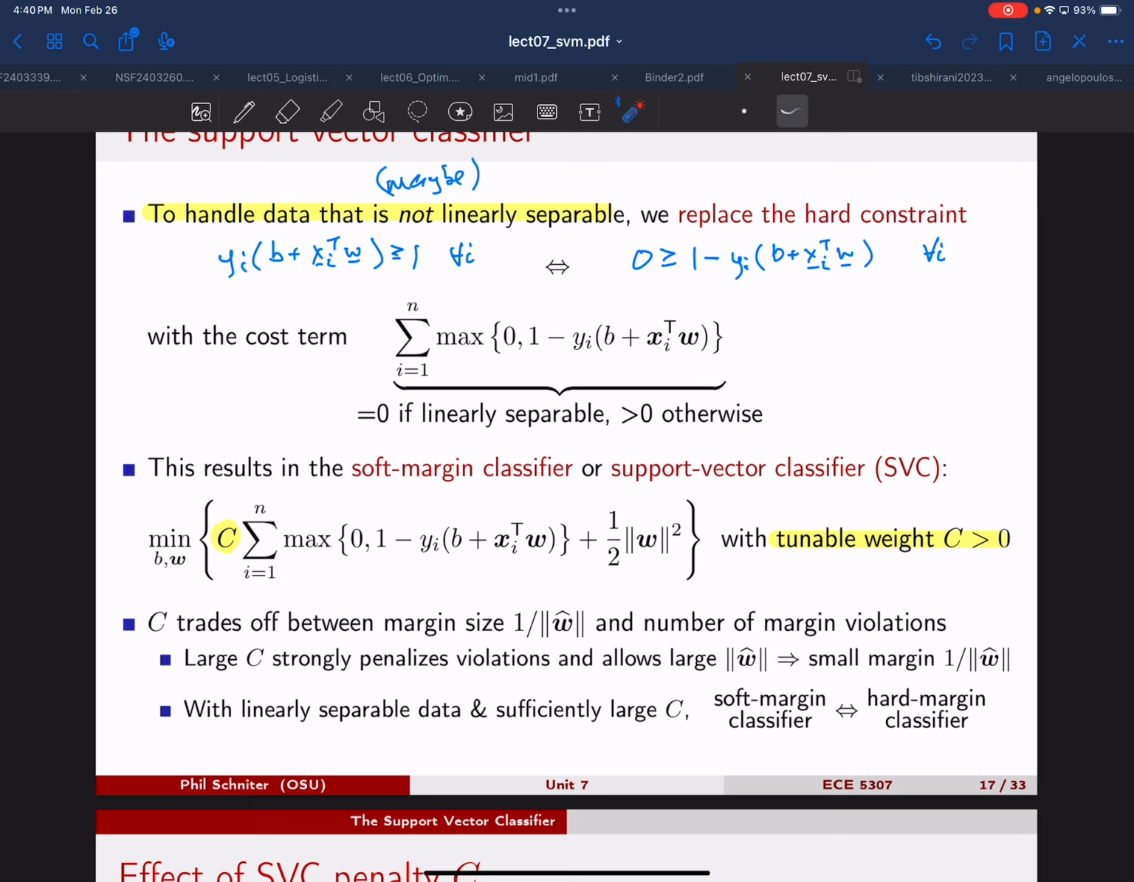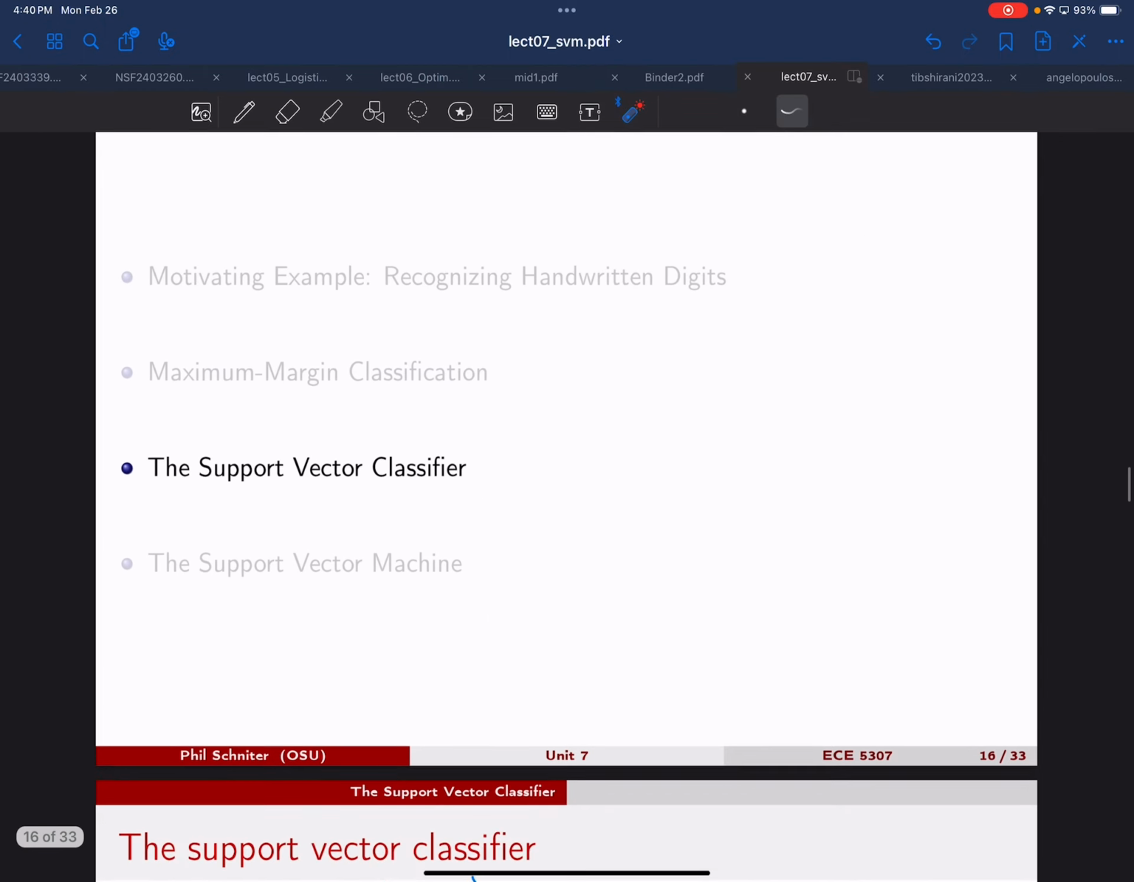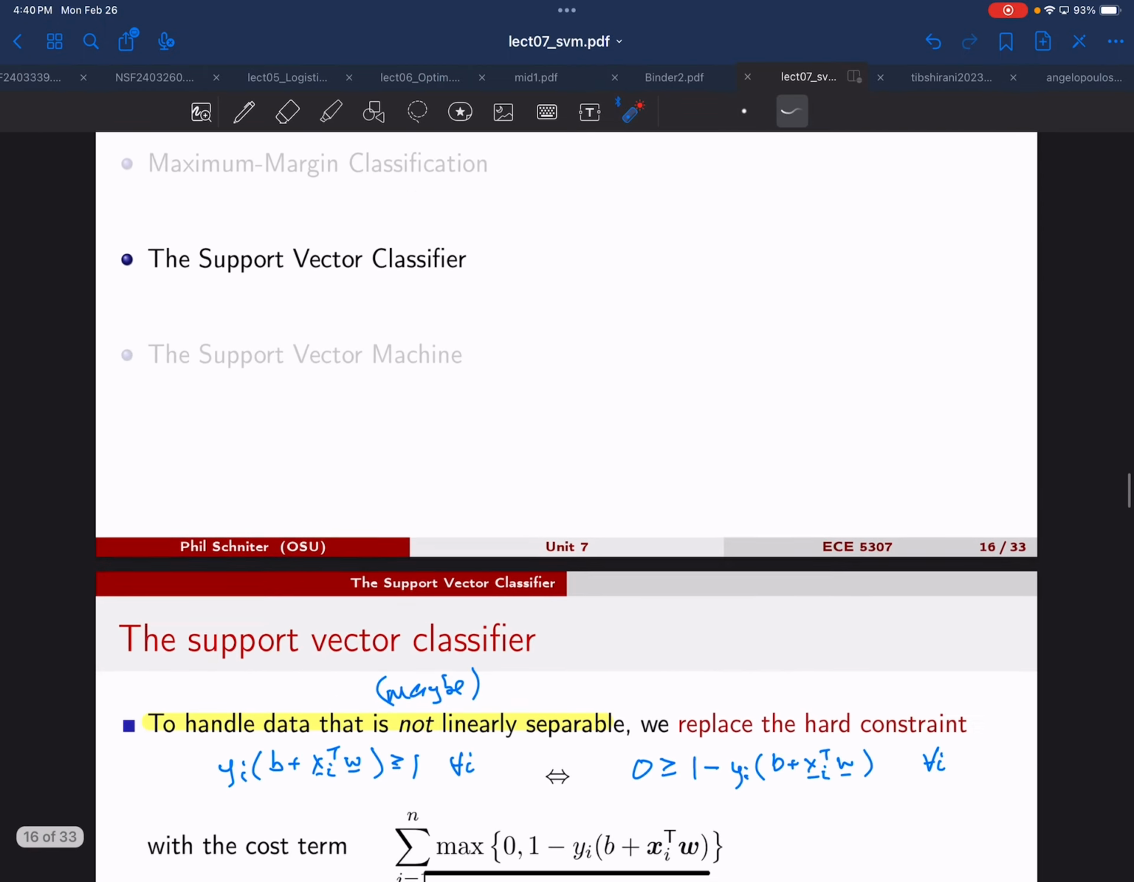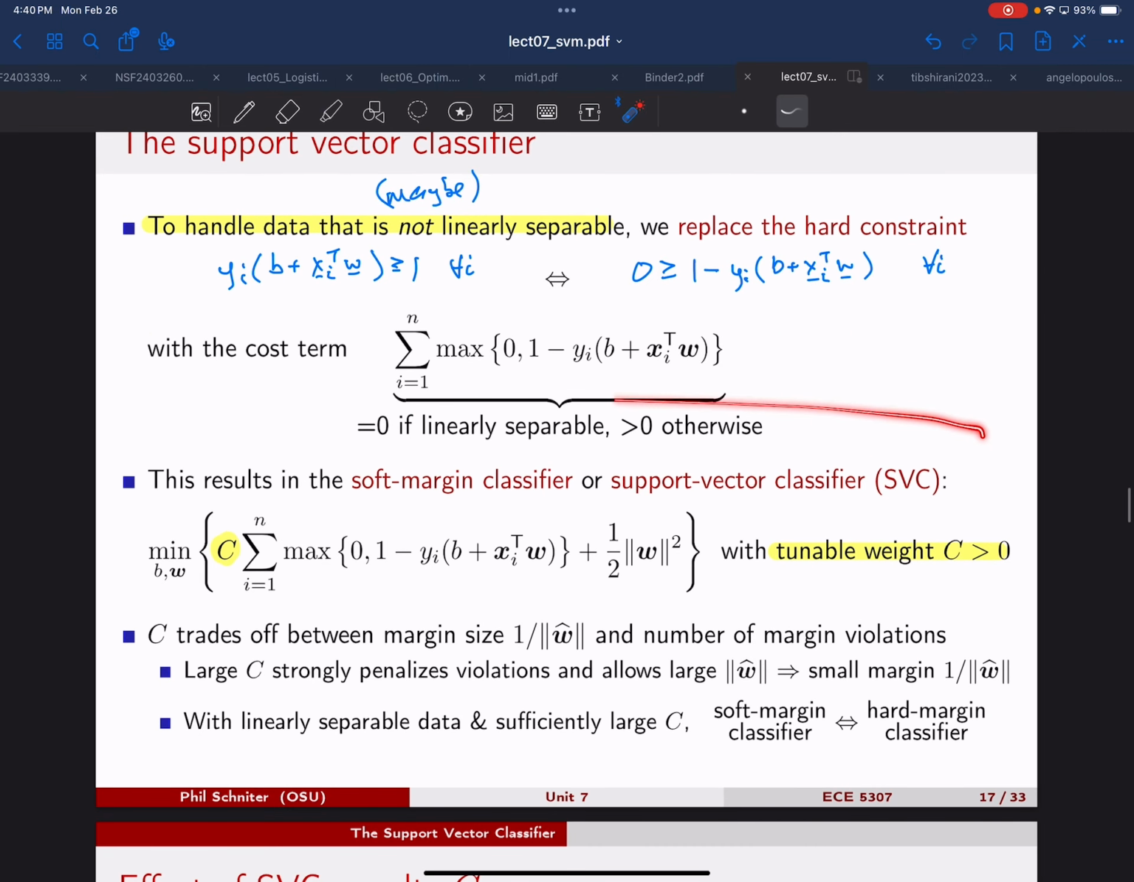Okay, so let me first pause and say, is it clear how I got from this design, the hard margin classifier, to this design? Any questions on that? It's replacing this constraint with this cost. So now I have a sum of two things, unconstrained. Okay, this new design is called a soft margin classifier, or we'll call it the support vector classifier.